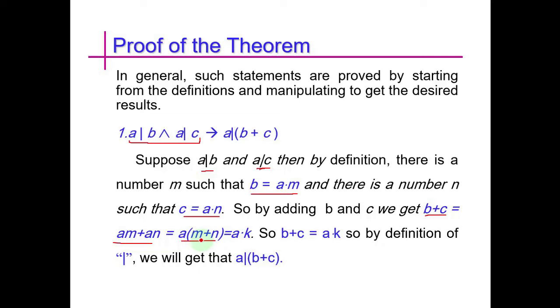And since we know that m and n are both integers and their sum will also be an integer, उस sum को हम k से denote कर देते हैं, that sum is an integer which is k. So we have a multiplied by k, and now by using again the definition we can see that we have a relation between b plus c and a, which is b plus c is equal to a into some integer. So this implies that a is dividing b plus c.